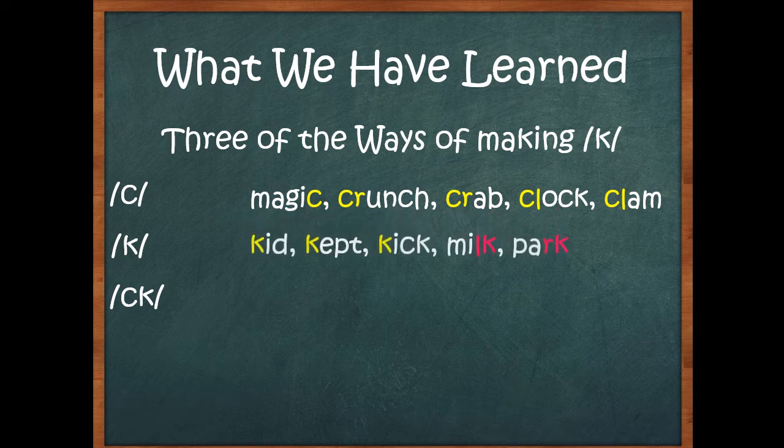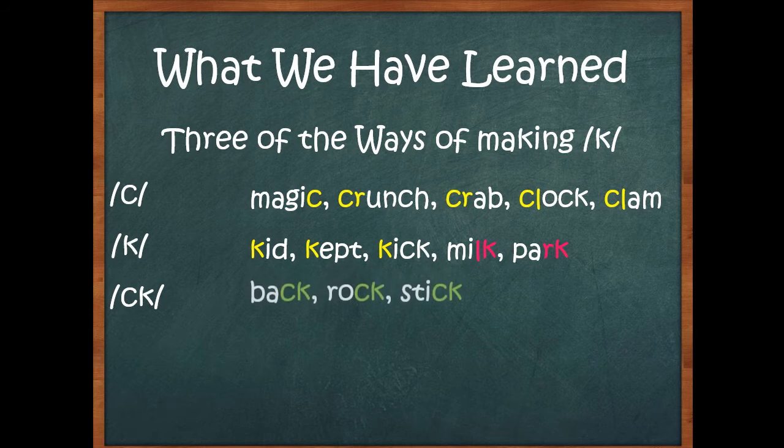And there are other rules. We're going to have a whole unit on C. And then we had K as in kid and kept and kick and milk and park. And you can see those pink letters there. When we end with a blend and we hear the cut sound, it's a K. Okay? And of course, we've learned and practiced many times regarding CK. When we hear a cut at the end of a 1-syllable word, it's going to be CK, like back and rock and stick. I know there are lots of rules and there are many more, but these are pretty good ones to remember.